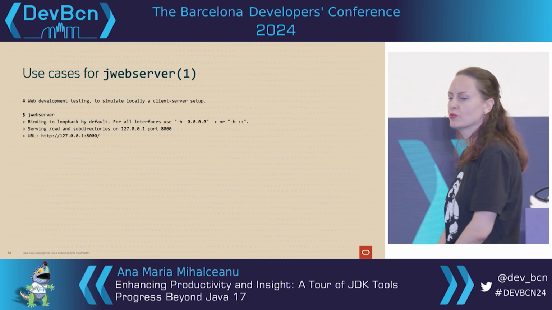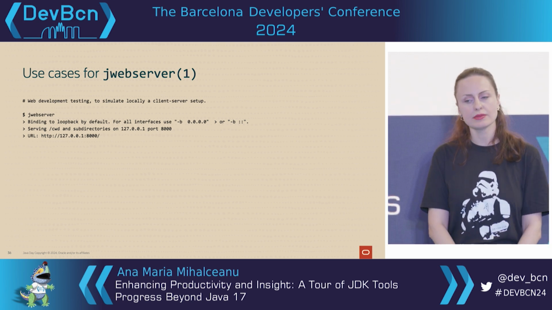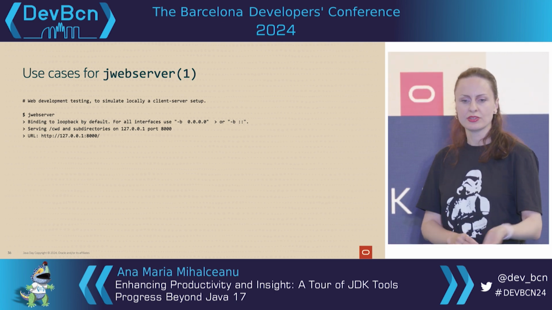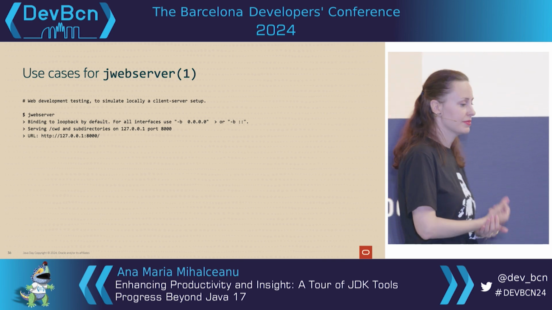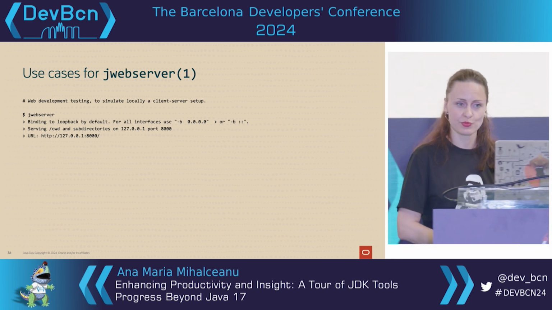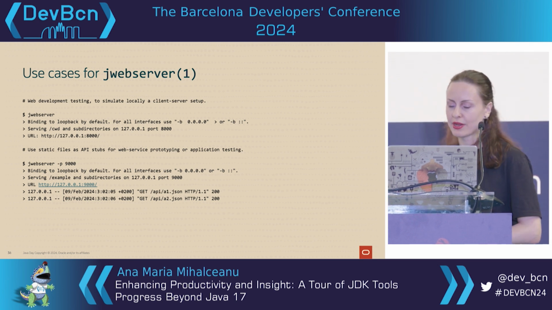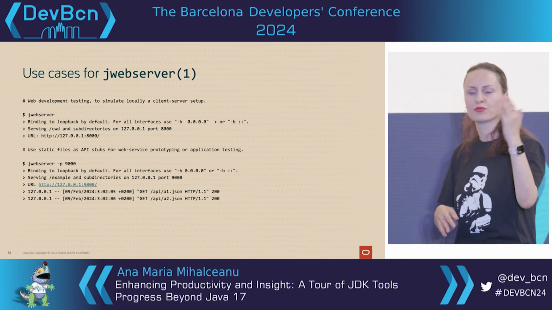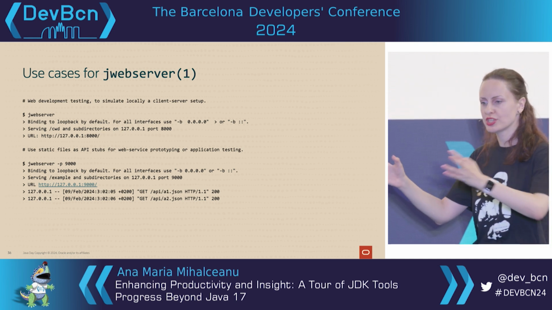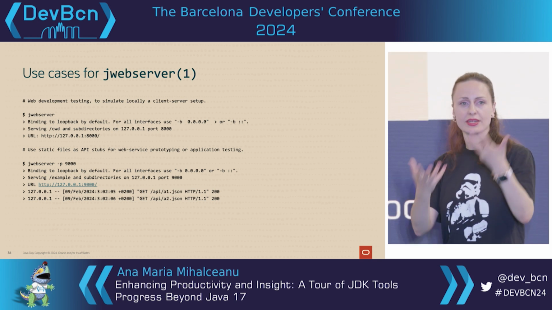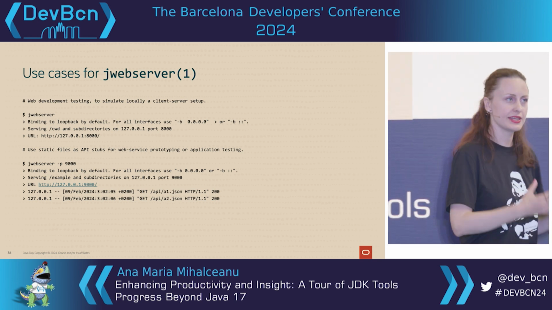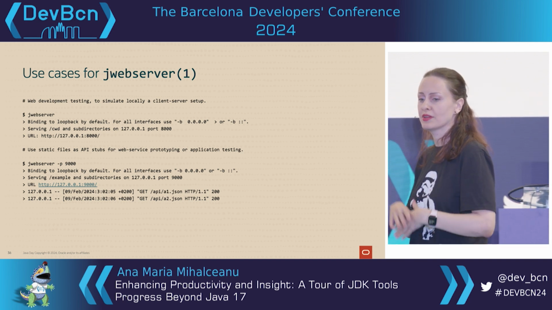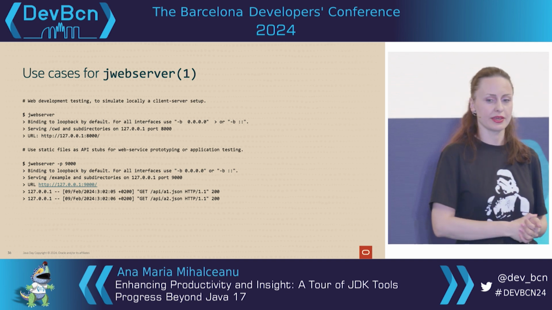So if you need to do some web development testing, like I said earlier, simulate a client-server setup, and you have some static files that you need to simulate, just start jwebserver, and you have a server up and running, available to serve you files. Another good thing about it, you can use static files as API stubs for web service prototyping. So you just dump a JSON in some folder, and ta-da, when you start jwebserver, you have a working API serving you JSON information, and you can test that specific path. It goes pretty easily like that.